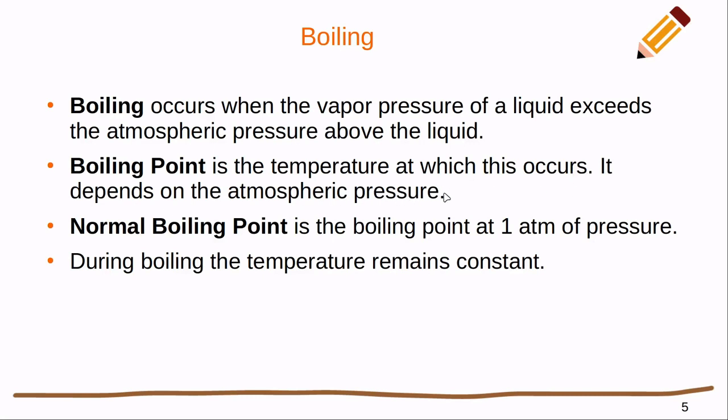You may have heard something like it takes longer for water to boil at sea level than it does at higher altitudes. It's because at higher altitudes there's lower atmospheric pressure and it takes a little less energy to get all those molecules up to the point where the vapor pressure meets the atmospheric pressure. The normal boiling point is the boiling point at 1 atmosphere of pressure. During boiling, the temperature is going to remain constant. The liquid isn't going to get any hotter, and the gas that escapes isn't going to be any hotter. It's going to be at the boiling point temperature.